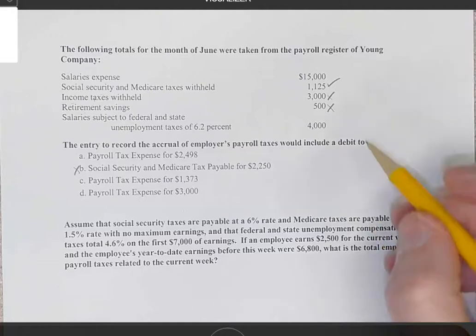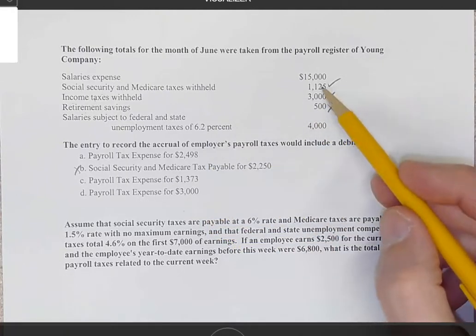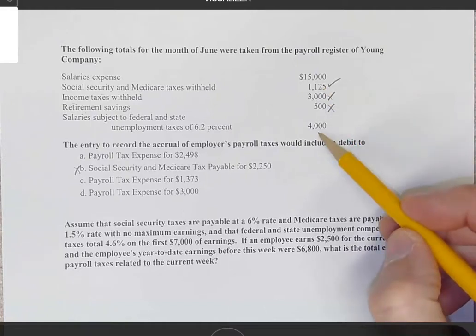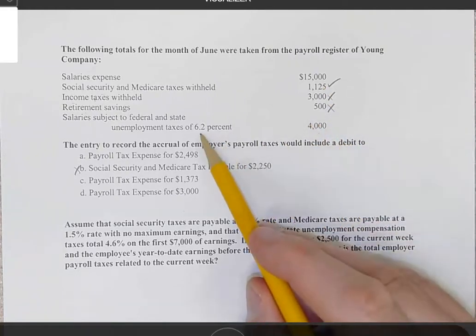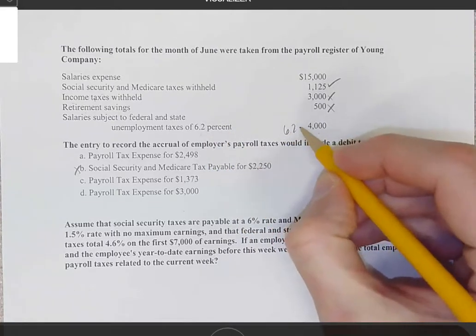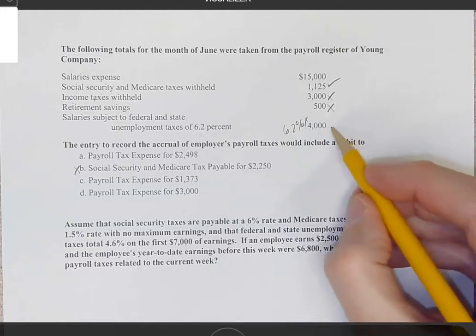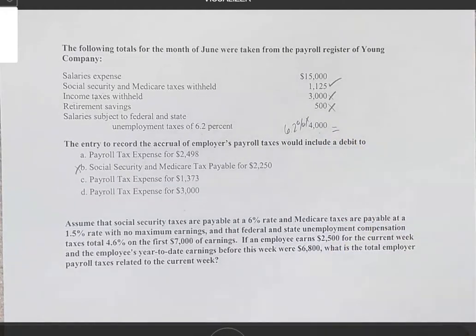Well, I don't see 1,125 as one of my choices, and if I were to take 1,125 and add it to 4,000, I don't see that either. And that's because what I need to do here is I need to multiply this 6.2% times 4,000. So let's see what we have here. If I can get back over here to the calculator somewhat painlessly.